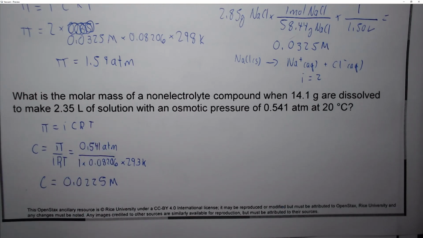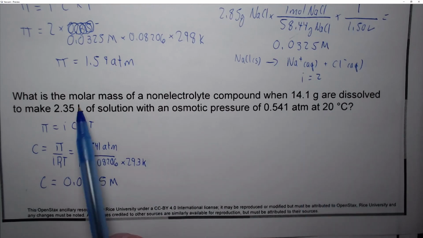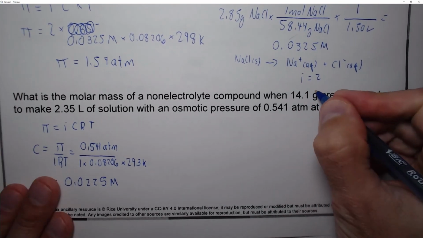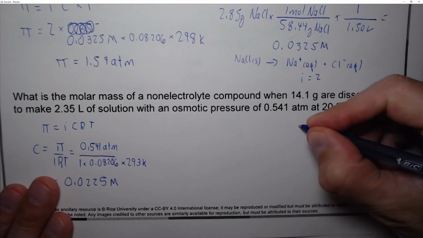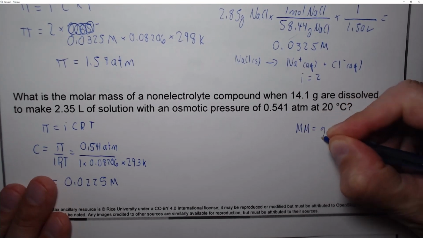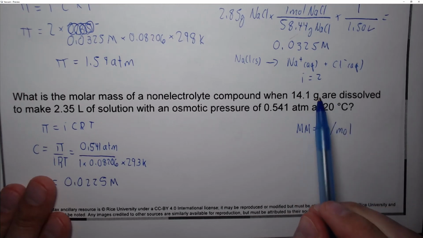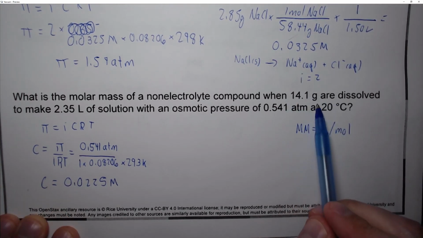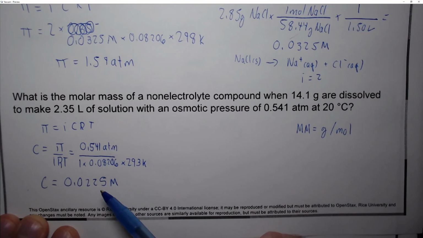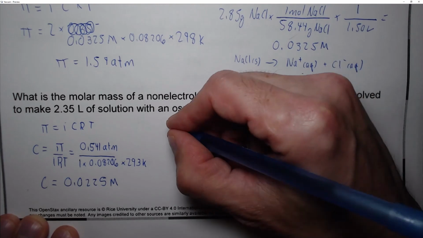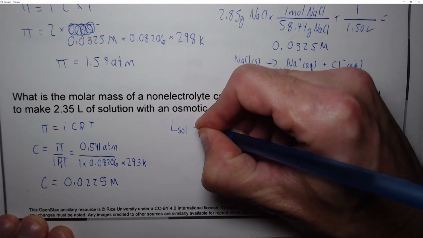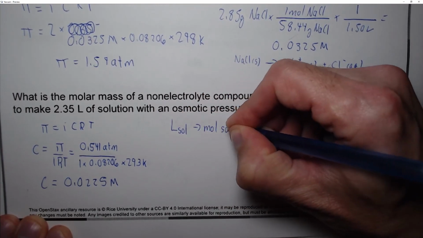Okay, well, I could find concentration because that was the only thing I didn't know from my pi equals ICRT. But how am I going to convert that concentration into a molar mass? Well, I need to know two things in order to find molar mass. I need to find grams and moles. So molar mass is equal to grams divided by moles. Grams are relatively straightforward. They're given in the problem. Moles I need to find. Well, how am I going to find moles? Well, what I want to convert is my liters of solution to moles of solute.